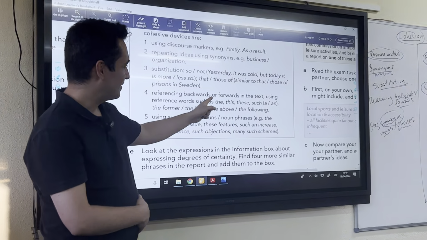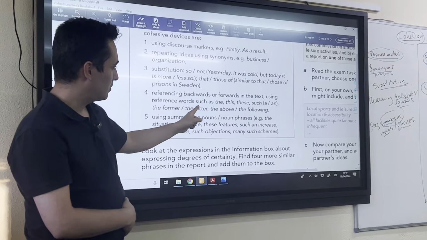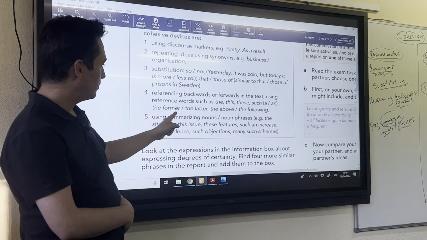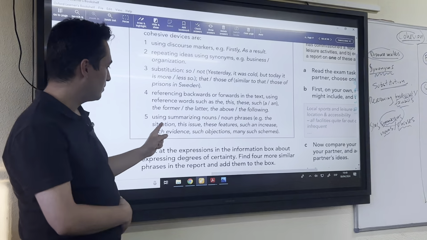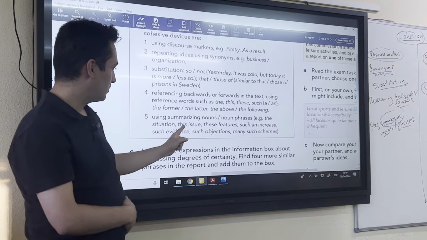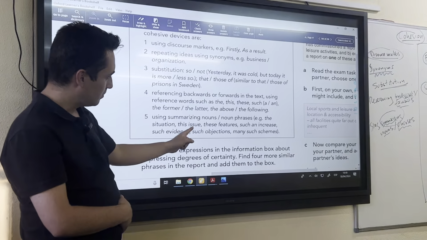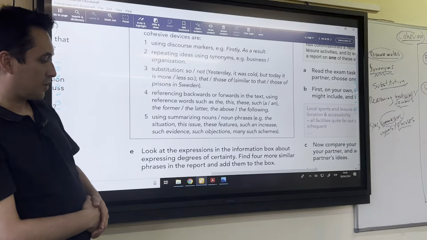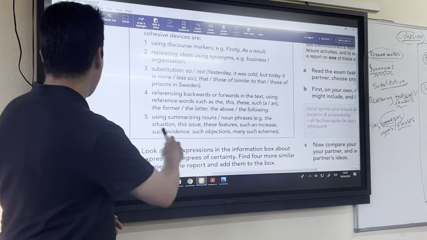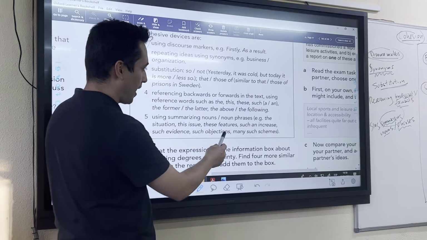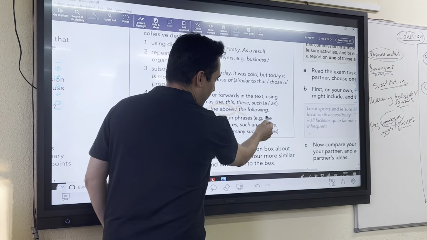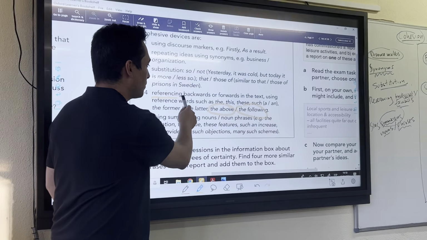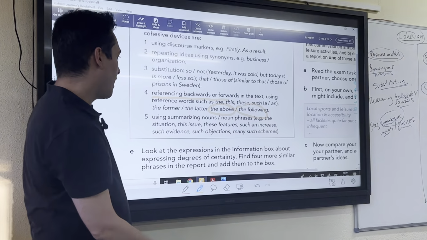Referencing backwards or forwards in the text using reference words such as this, such a, the former, the latter, the above, the following. Using summarizing nouns, noun phrases: the situation, this issue, these features, such an increase, such evidence, such objections, many such schemes. So I just gave you some examples. These are just some examples. I gave you the example of the above and the following, but there are many other ways to refer backwards and forwards.